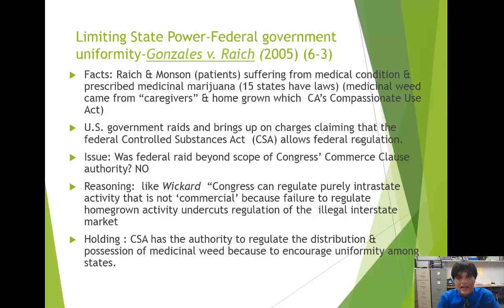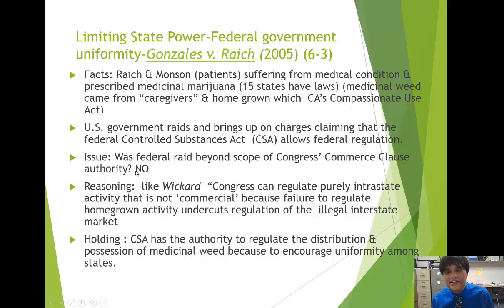How does the state interpret one activity versus how does the federal government interpret the activity? And the issue really becomes, and it goes all the way to the Supreme Court, was the federal raid beyond the scope of Congress's Commerce Clause? Remember, this weed is grown in California, stays in California, and is consumed in California.